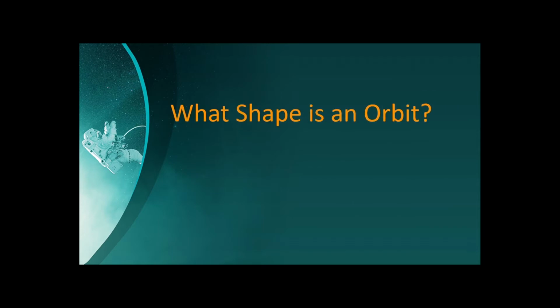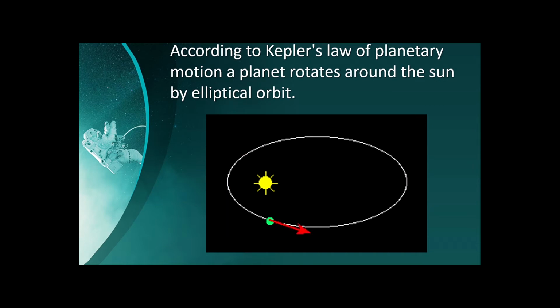So what shape is an orbit? According to Kepler's laws of planetary motion, a planet rotates around the Sun in an elliptical orbit, as shown below.